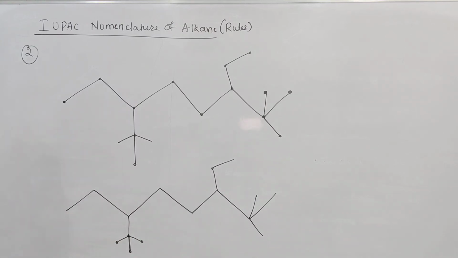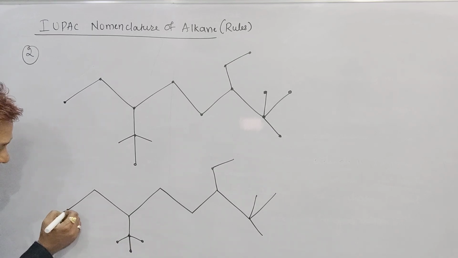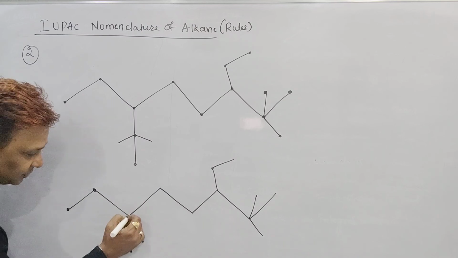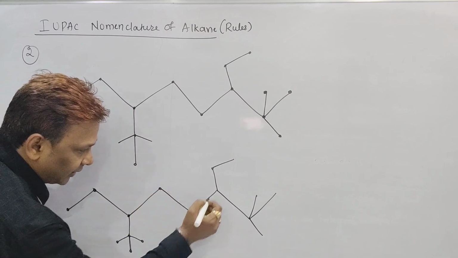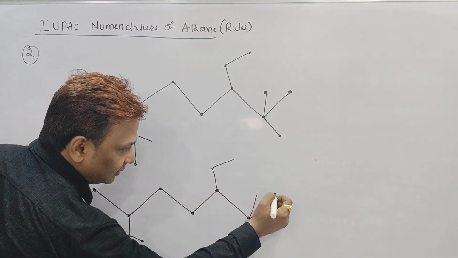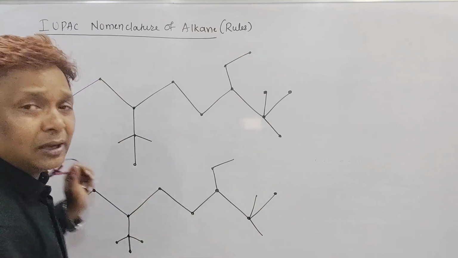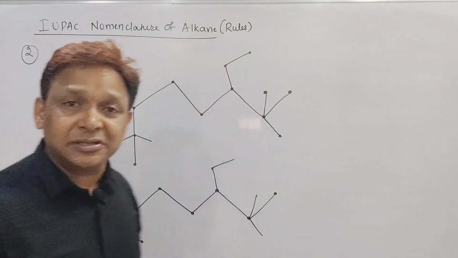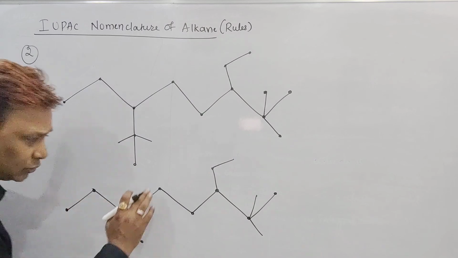So they ask us to select the longest chain. But what I did here, I am selecting the longest chain. See here: 1, 2, 3, 4, 5, 6, 7, 8. Can you tell me, sir, how many carbon atoms are there in the straight chain? 8. Is it possible to get more than 8?